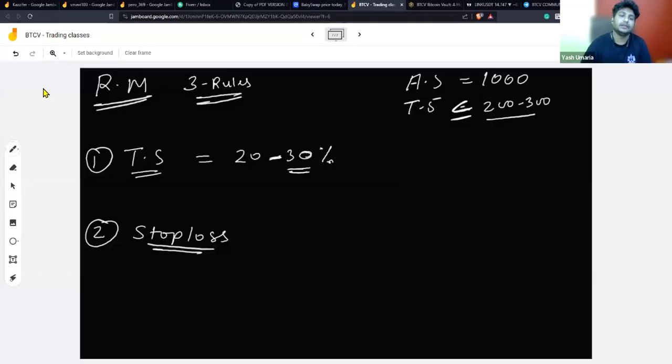So, about stop loss. Your stop loss has to be somewhere between 3 to 5%. That's it. Now, what is a stop loss? Let's discuss that.